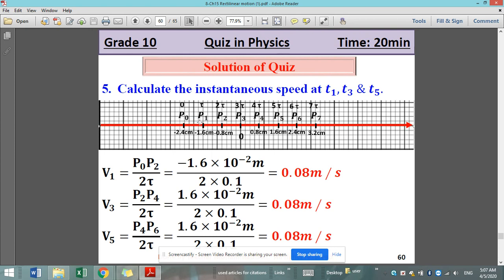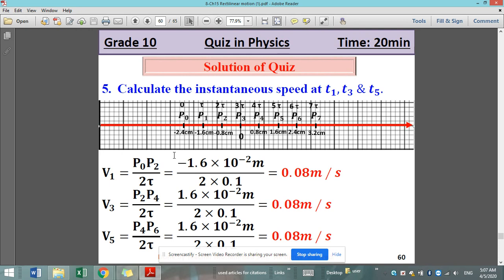V1 is equal to P0, P2 over 2 tau. P0, P2 is equal to minus 1.6. Actually, I can say it is x2 minus x0. Here there's something wrong here. The negative sign is not correct, so we cannot say that the speed is negative. The speed is not negative. The velocity could be negative.